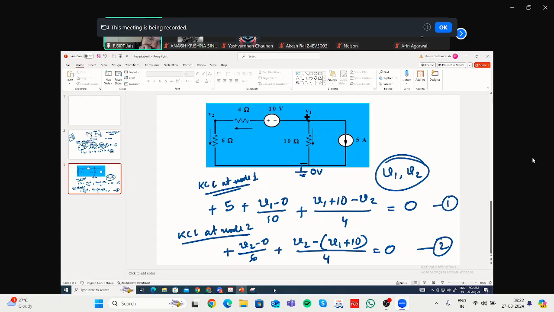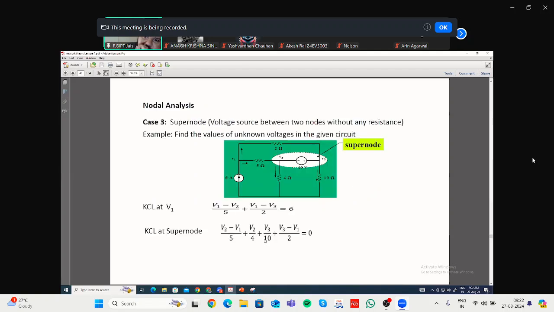We'll move ahead with our most important case. In mesh analysis, we did the concept of supermesh. In nodal analysis, it is now called supernode. These two concepts are very important from the perspective of competitive examinations. Again, you will be reading these things in your network analysis.